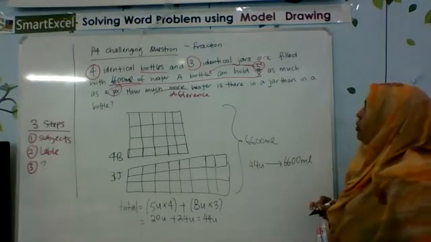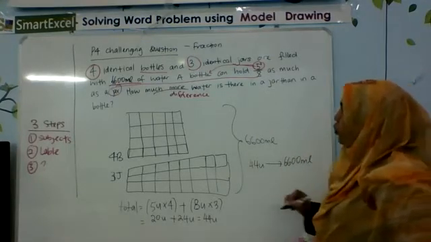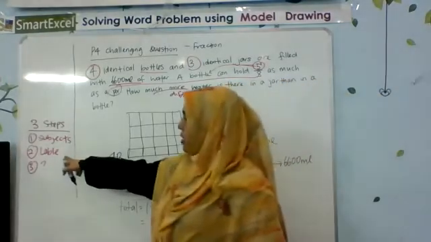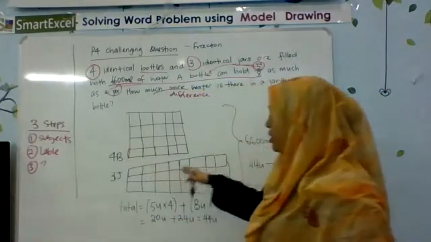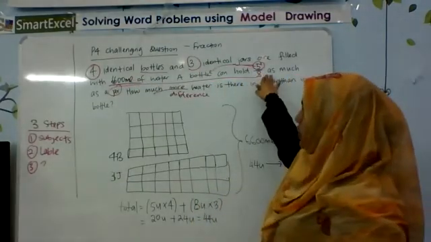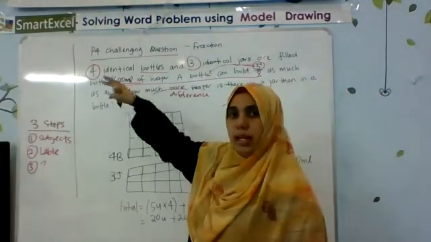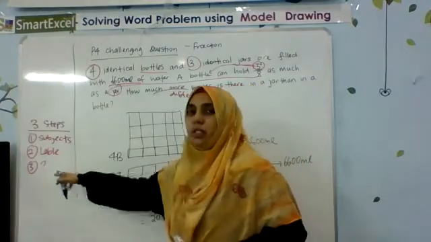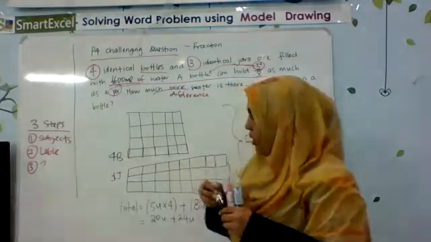And what do we need to find? The second step is for us to label. We will label whatever information we have: your 4 bottles, your 3 jars, your 5 units, your 8 units, and your total. The last thing is the question. We must indicate what you want to find out.